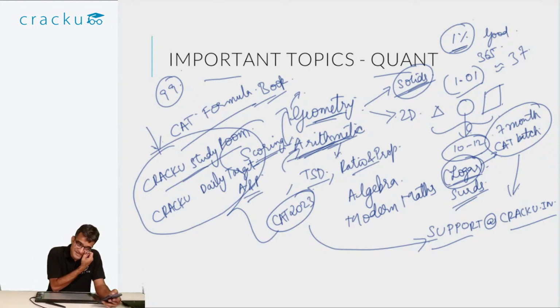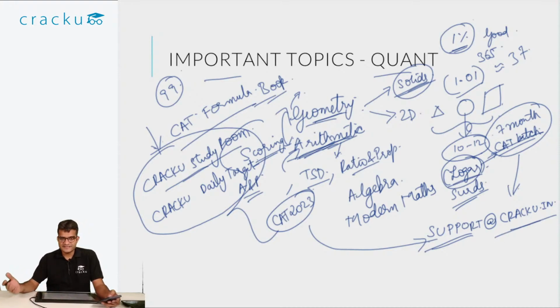Ruturaj Patel is saying, does Kraku conduct offline classes for CAT 2022 preparation? No. We don't have offline classes for CAT 2022. We have only online classes. Naveen Kumar is saying, sir, how to enroll in the latest Kraku CAT batch? Like I mentioned, we just started a 7-month CAT batch yesterday. If you want to enroll in it, please send us a mail to support@kraku.in. Let me go to the next slide now, and then I'll come back and answer some more questions.